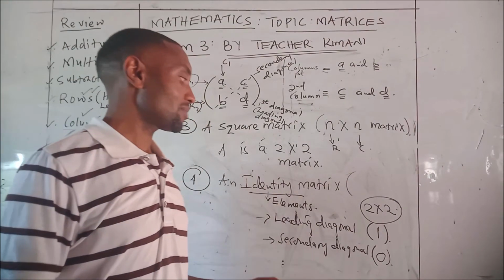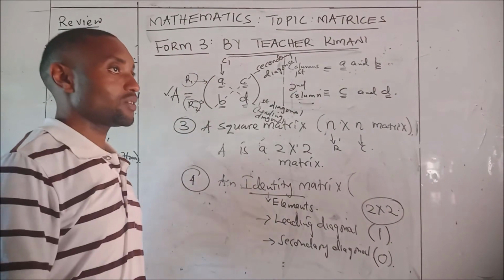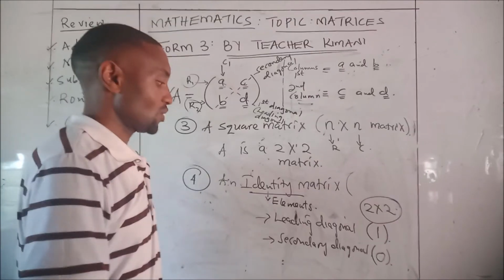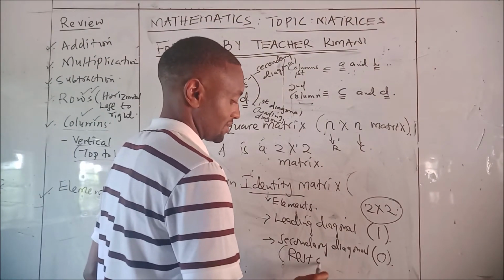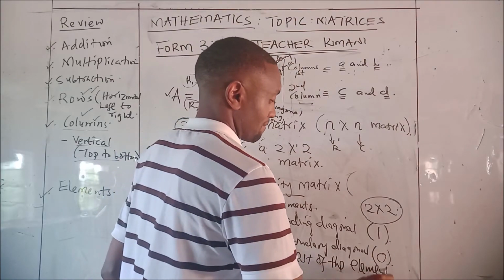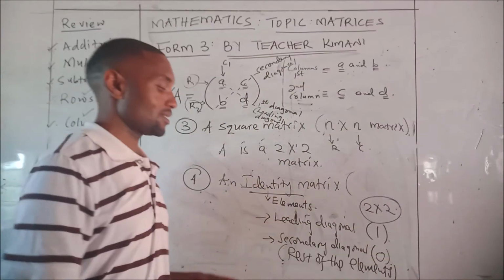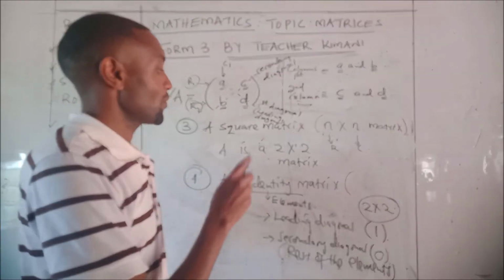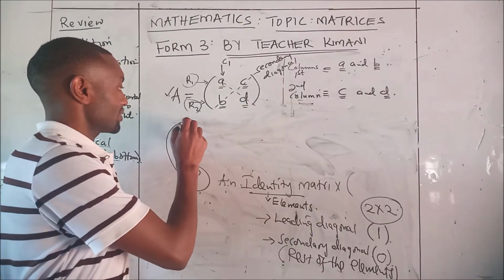So for an identity matrix, we look at a square matrix. The leading diagonal comprises of 1s. The rest of the elements are zeros. So you make sure that the rest of the elements are zeros. So we have an identity matrix.